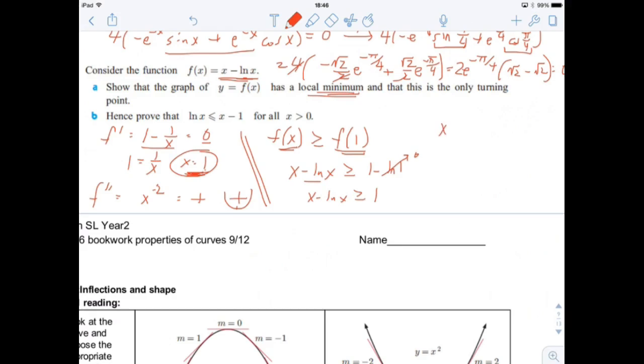So now we have x is greater than or equal to 1 plus the log of x, adding log of x to both sides. And now we're trying to prove that log of x is always smaller than x minus 1. So now we just subtract 1 from both sides, and now we have log of x is always smaller than or equal to x minus 1. Okay. All right. That's it for page 8.